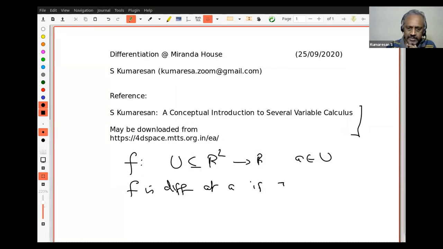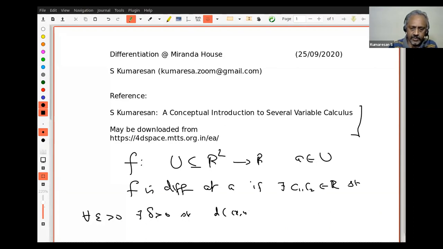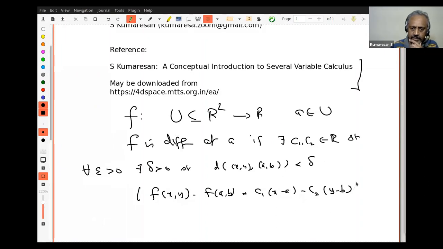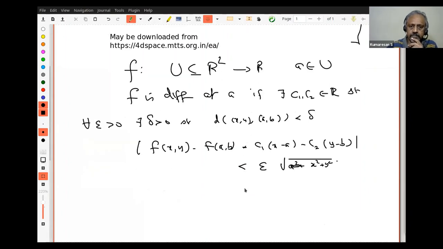If what I want is, there exist two constants C1 and C2, real numbers, so that you give me any epsilon positive, I can find a delta positive, so that if the distance between (x,y) and (a,b) is less than delta, then the distance between f of (x,y) minus f of (a,b) minus C1 times the increment in the x variable minus C2 times the increment in the y variable should be less than epsilon times the square root of (x minus a) squared plus (y minus b) squared. Okay, this is our definition. Do all of you agree?